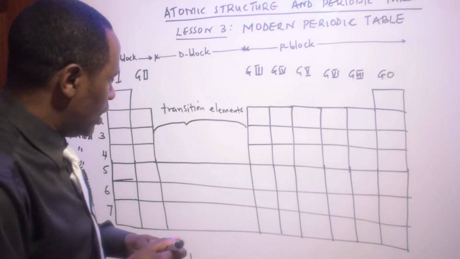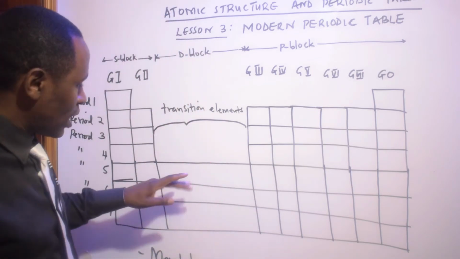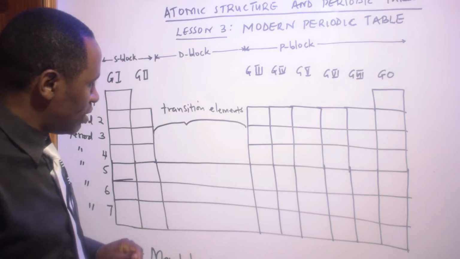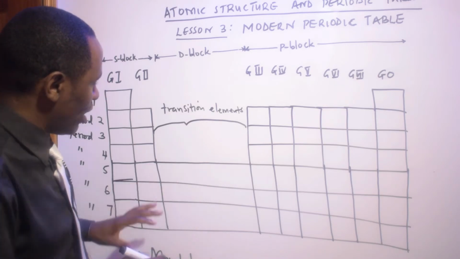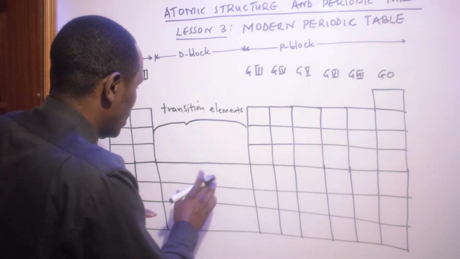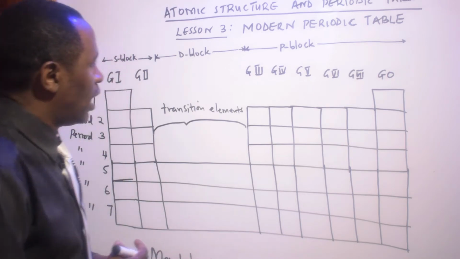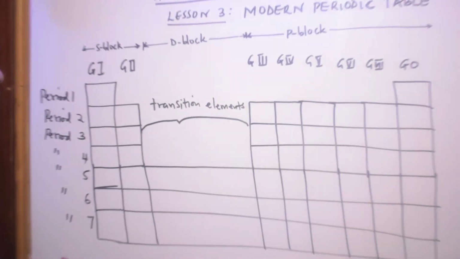Now, these transition elements, this is where we find elements like copper, zinc, and iron. Of course, we know some of those elements. They are found here. Later on, we are going to look at them.